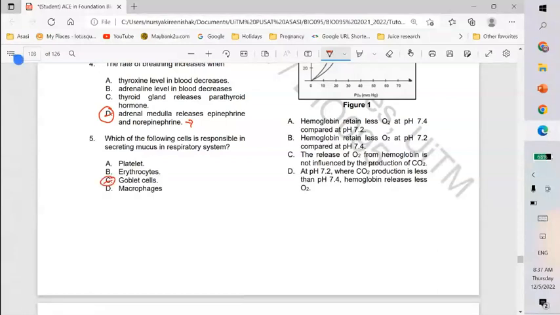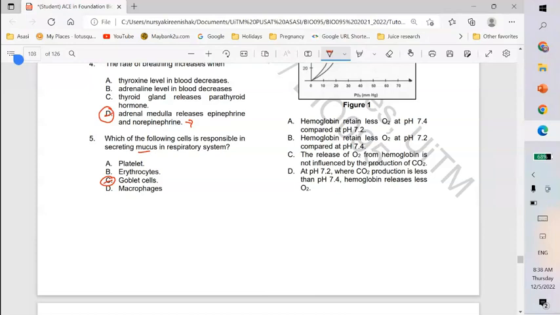Goblet cell secrete mucus. What is the function of the mucus? Ini bukan kita tengok kat chapter 8 je. Kita dah tengok dalam chapter immune system. Kan? So the goblet cells that are found in the respiratory airways, kan, the trachea for example, they have goblet cell to produce mucus, and the lining of the trachea also has the presence of cilia.